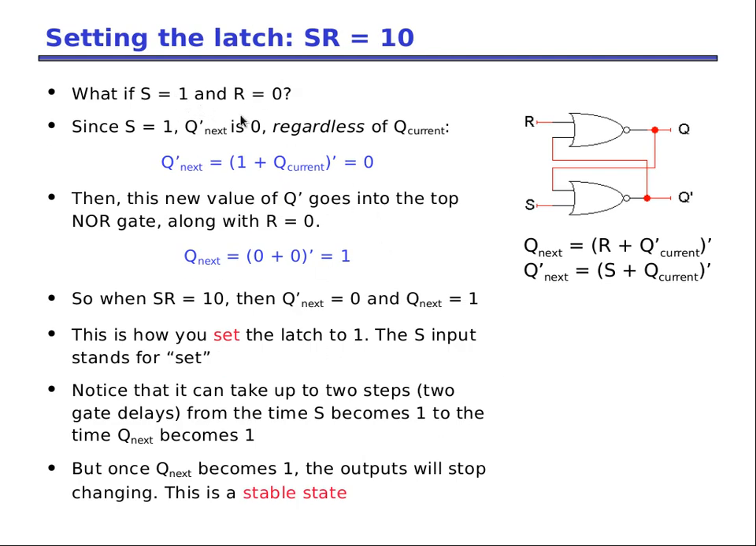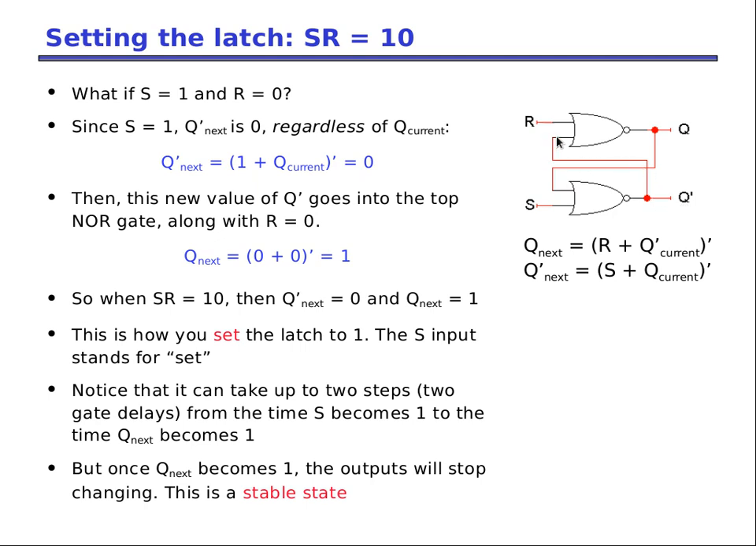Remember, this is the opposite. Now we have S is 1, R is 0. So let's start at the bottom: S is 1, going into an OR, we don't care what the other thing is because it's going to be true. Negating that makes Q naught 0, right?